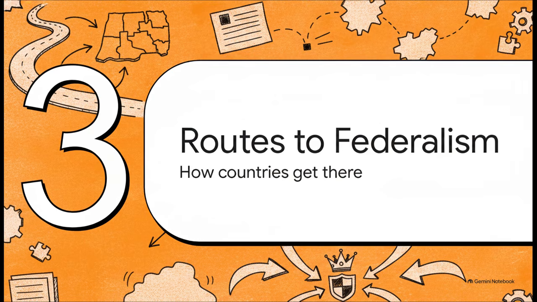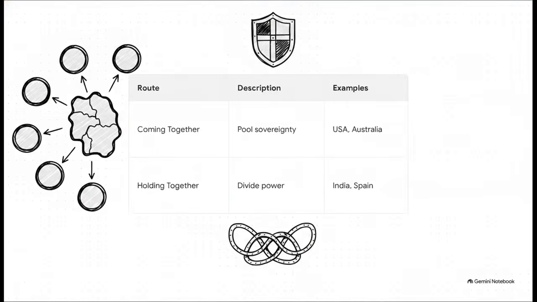Which brings us to Section 3, 2 routes to federalism. How do countries actually get there? So, there are basically 2 primary routes. The first is coming together federalism. Imagine several independent states deciding, totally on their own, to pool their sovereignty and form a bigger, more secure unit. In this model, like the USA or Australia, the constituent states usually have equal power and are very strong compared to the federal government. The second route is holding together federalism. This happens when a large country decides to divide its power between constituent states and the national government just to maintain unity.